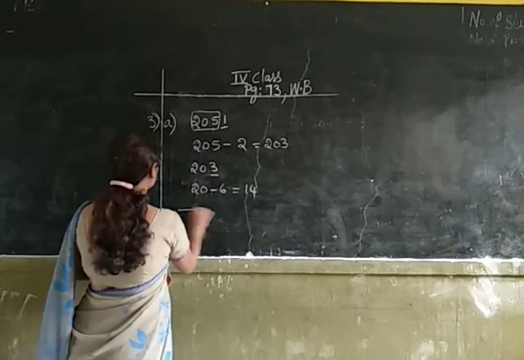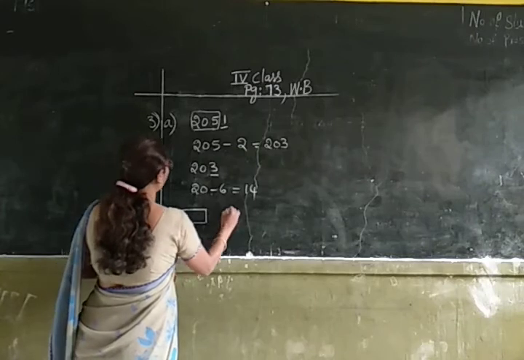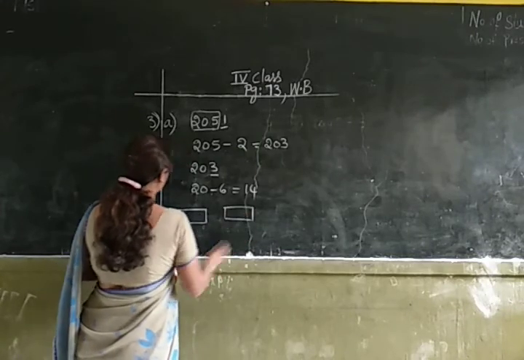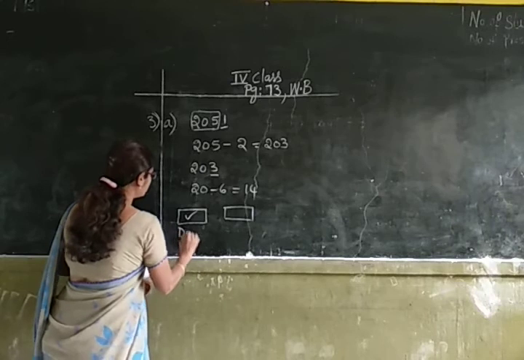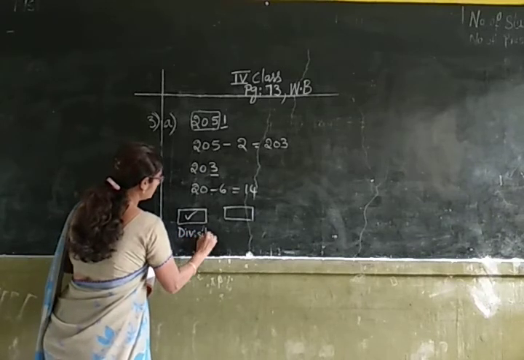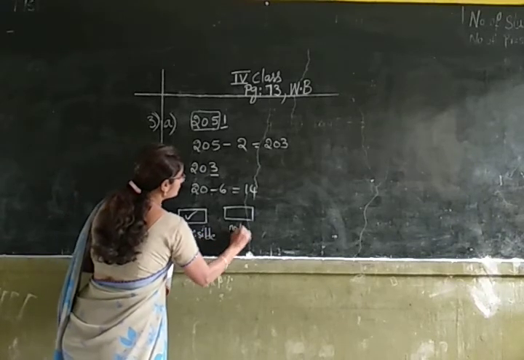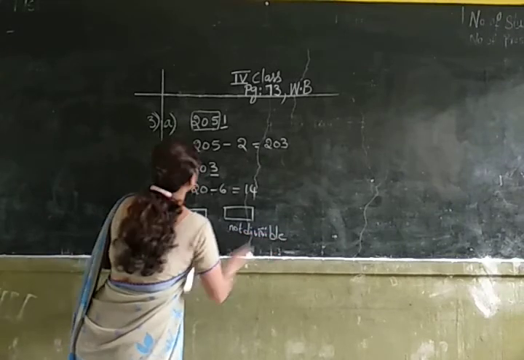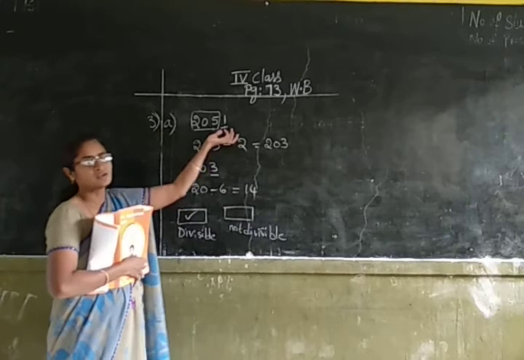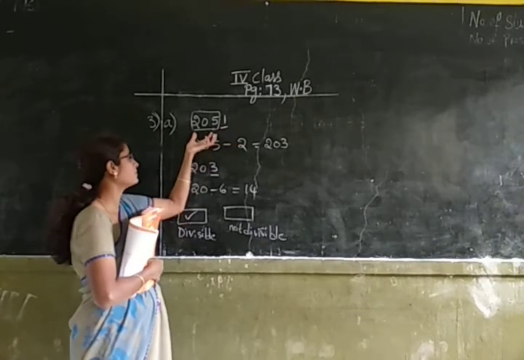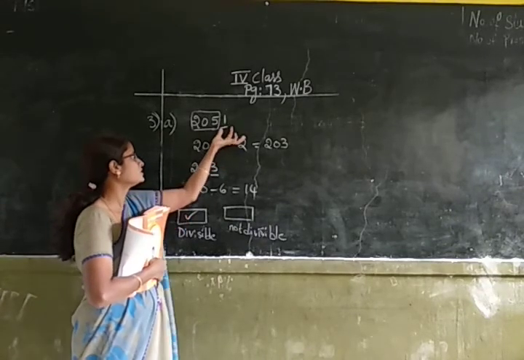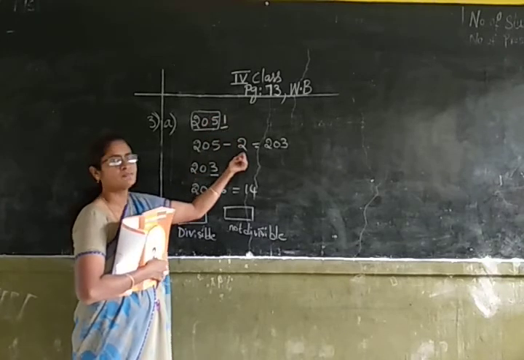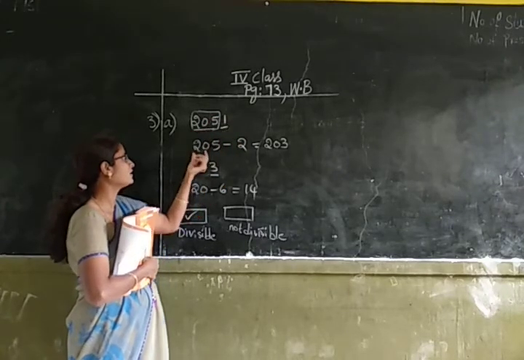So 2051 is divisible by 7. Divisible, not divisible. Did you understand children? First what I have done? I have doubled the last digit and subtracted it from the remaining digits. The last digit is 1. When we double it, it will become 2. And I have subtracted it from 205.